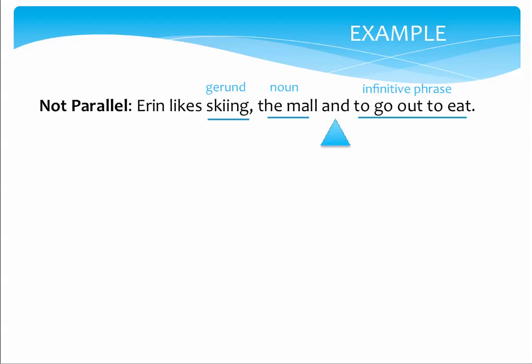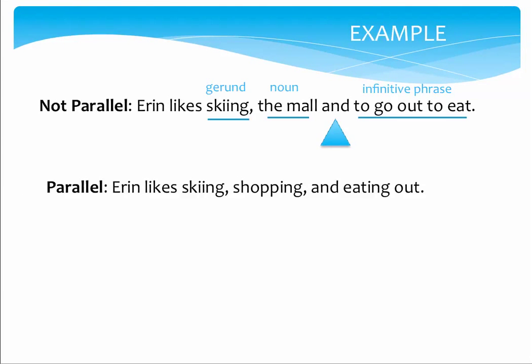We need all of these three parts to be the same, and we have multiple options for bringing them into balance. Your decision is going to be based upon really what sounds the best in the context of your own writing. One way to fix the sentence would be to make all three elements gerunds. Aaron likes skiing, shopping, and eating out. All three are gerunds.